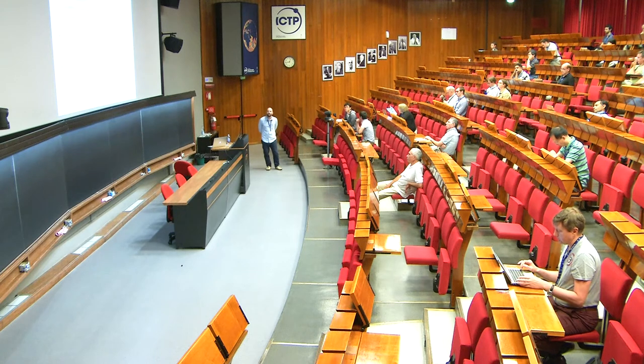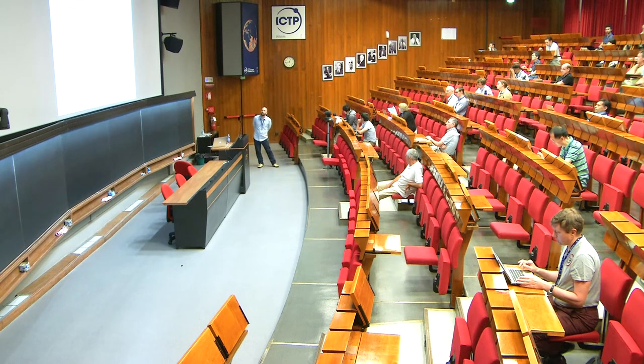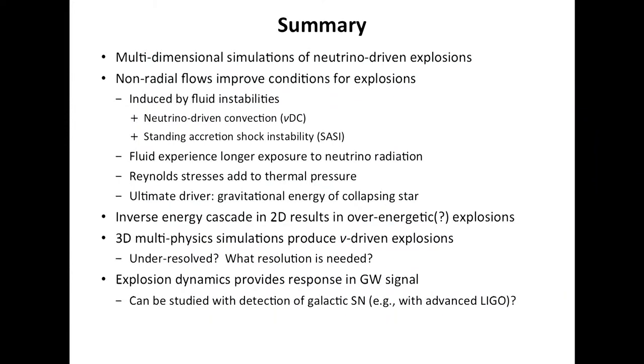The ultimate driver is the gravitational energy that is in the collapsing star. So, a non-radial shock can effectively transform radial kinetic energy into non-radial kinetic energy, and it's also what's driving the neutrino radiation. Now, the inverse cascade in 2D seems to result in over-energetic explosions, and we need to do 3D simulations. The explosion dynamics provides a response in the gravitational wave signal.